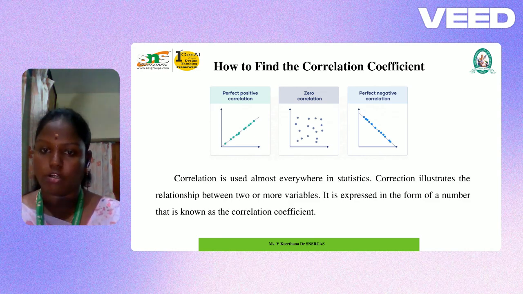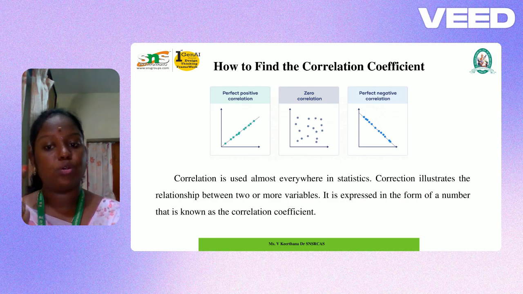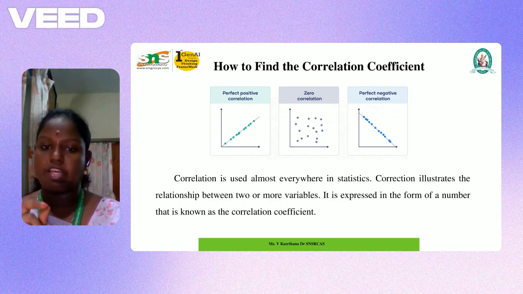But in multiple correlation, there will be more than two variables. For example, sales related to advertising, income and population. So this is the multiple correlation. To remind you, simple correlation involves only two variables, and multiple correlation involves more than two variables.